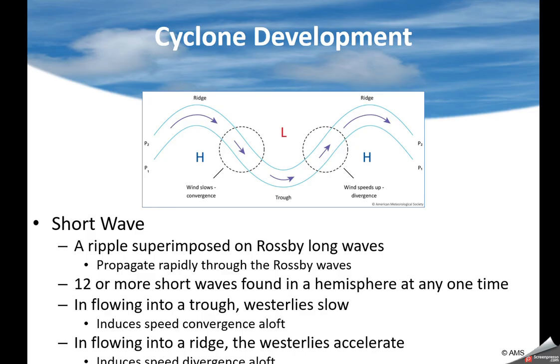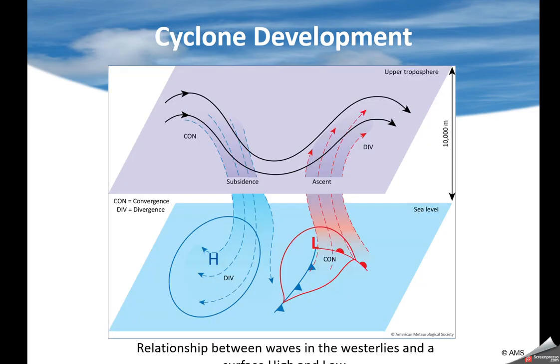Short waves are just little waves that are rippling through these long Rossby waves. And when they do, they trigger a lot of convergence or divergence aloft. If they have divergence, the air is rising and you're producing low pressure at the surface, with more convergence coming into the air there, creating bad weather. The opposite effect.